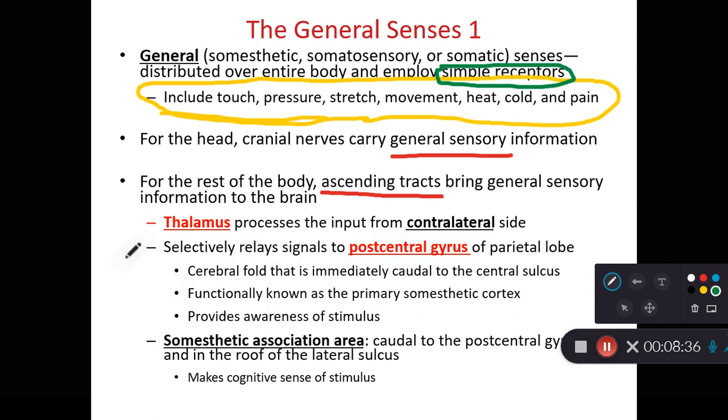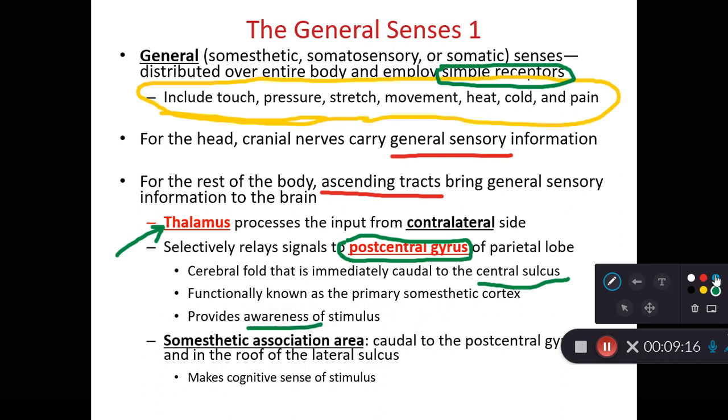Now, as we're looking at the thalamus, our thalamus is that relay station, the biggest part of the diencephalon. It's going to process information from the contralateral side of our body, so we have that information switching over from left to right. The thalamus will be able to selectively relay information to the post-central gyrus of the parietal lobe. That post-central gyrus is where we have the primary somatosensory cortex. This cerebral fold is immediately caudal, or immediately posterior, as most people would say, to the central sulcus, and it's going to give us our awareness of stimulus.